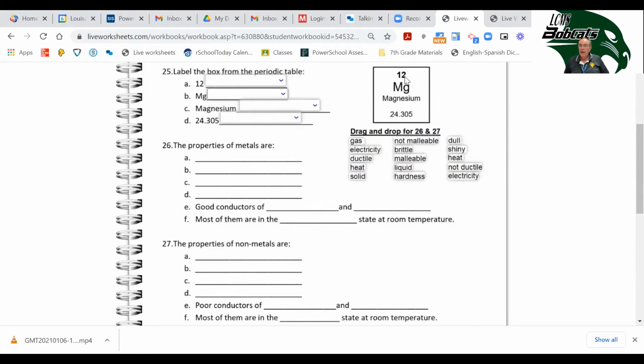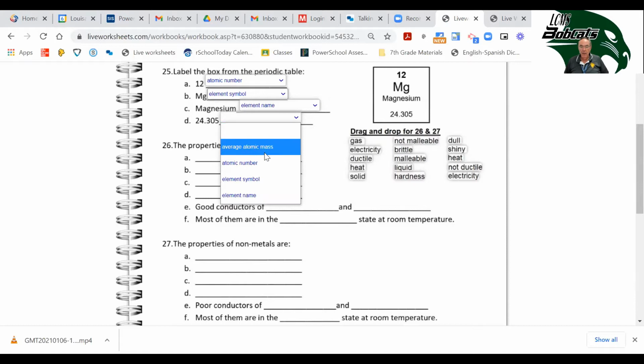Well, the 12 at the top of the box of the periodic table is the atomic number, and that tells us the number of protons in the nucleus. The one or two big letters, the first one always capital, is the element symbol. This is the actual name of the element. And this down here is the average atomic mass.